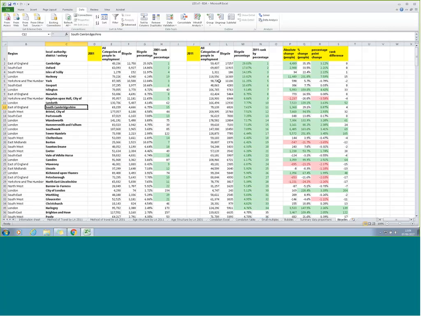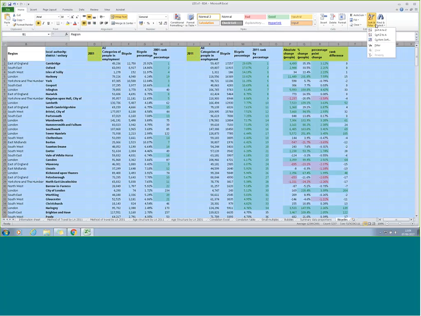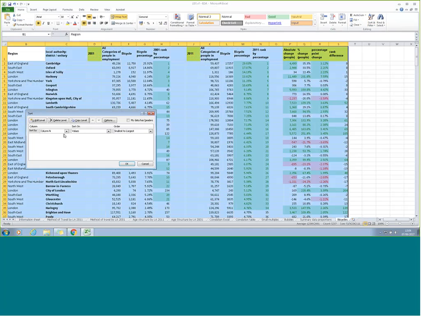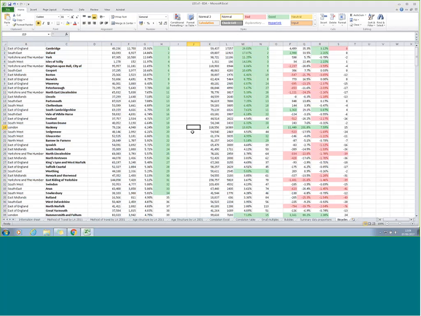But this is then very easy to play around with because we can use the sort. We can do a custom sort. We can sort these, say, on 2001 ranked by percentage. That's column H. And do it smallest to largest. And suddenly we've got them in the other rank, and we can see where people have appeared or disappeared.